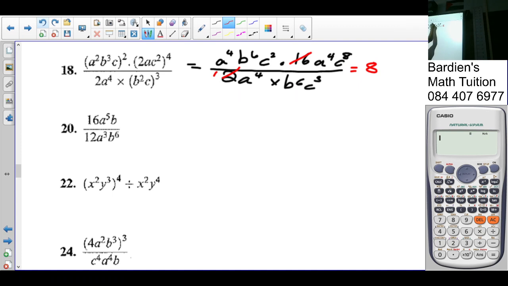Okay. So a to the 4 b to the 6 c squared times a to the 4 c to the 8 will be a to the 8. Remember, when you're multiplying by the same base, you add the powers. b to the 6, c to the 10 over a to the 4 times b to the 6 times c cubed. 1 a to the 4 b to the 6 c cubed. Do I need to put that 1 there?